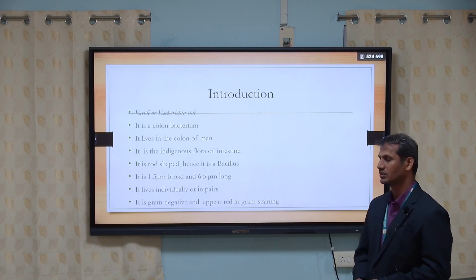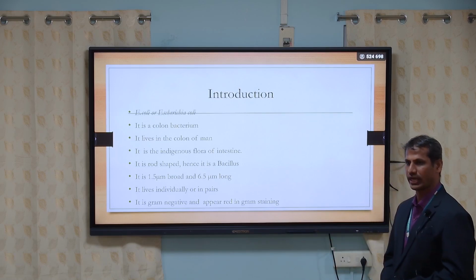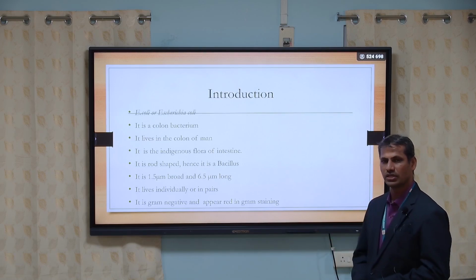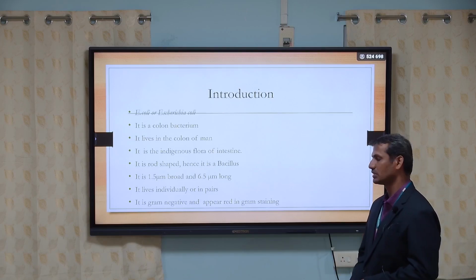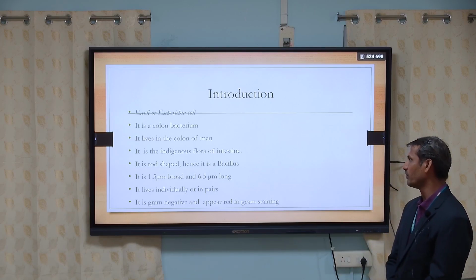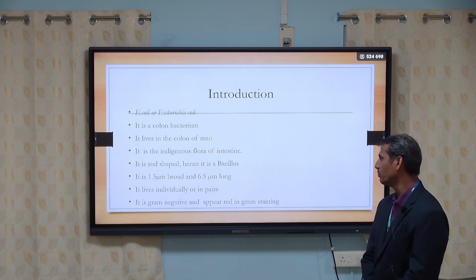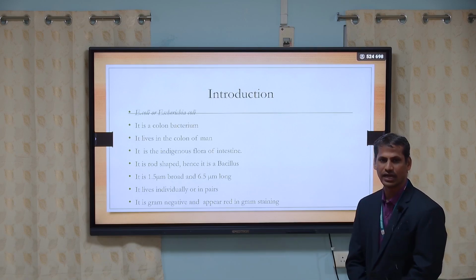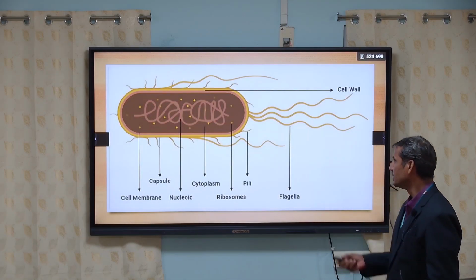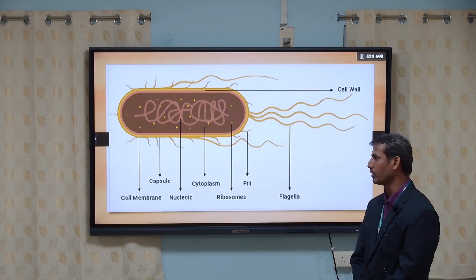Introduction: E. coli is a prokaryote, and it lives in the colon, the intestine. It's a rod-shaped bacterium, 1.5 millimeter broad and 6.5 millimeter long. It lives individually. It's a gram-negative bacterium. This is the bacterial cell structure, commonly called the E. coli cell structure.